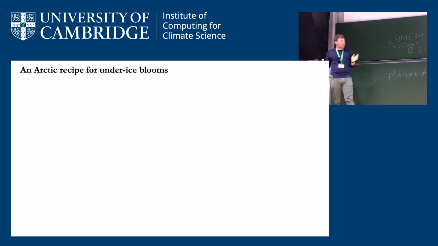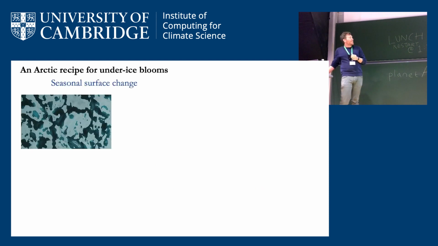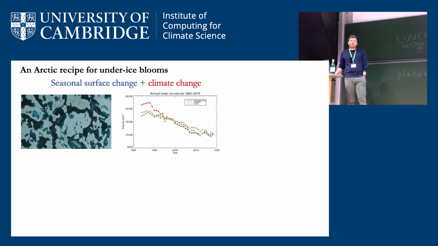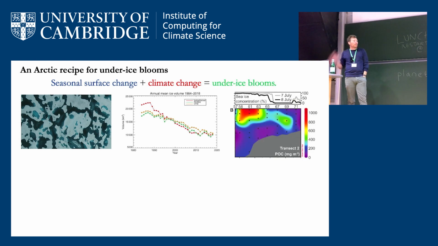So this is our recipe, right, for under ice ecological activity. We've got a seasonal surface change that's intrinsic to the behavior of sea ice, particularly in the Arctic. You've got a background level of climate change, so thinning sea ice, changes to the time at which the surface starts to pond, and then you get these emergent ecological features. Seems sensible.